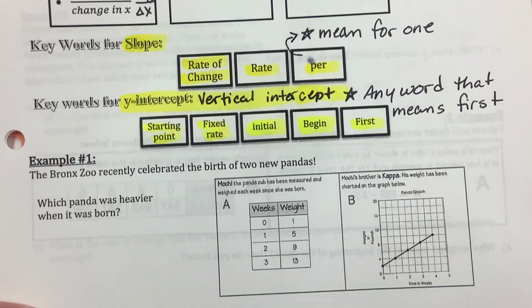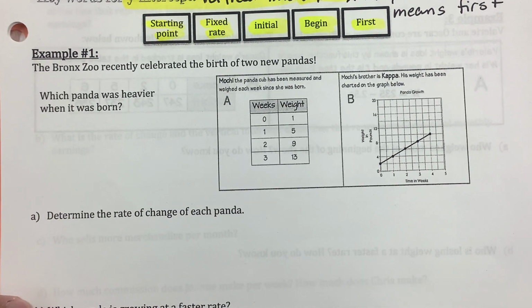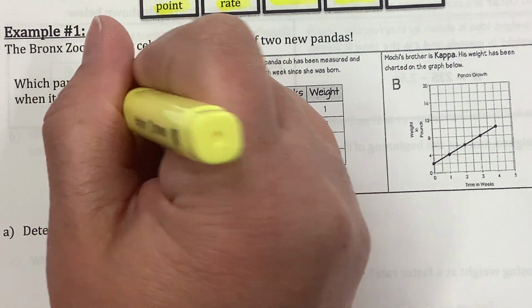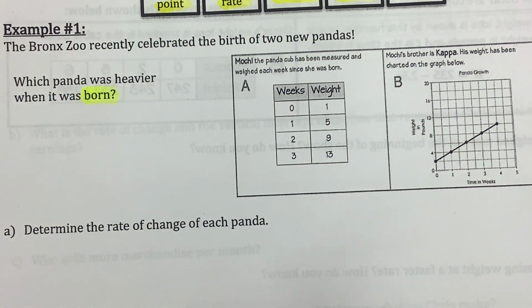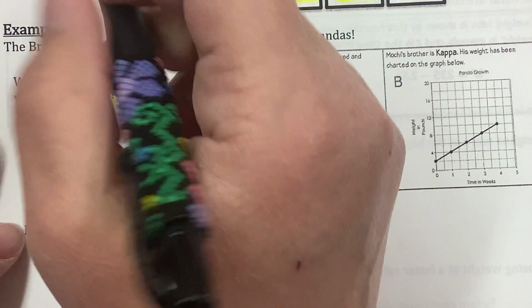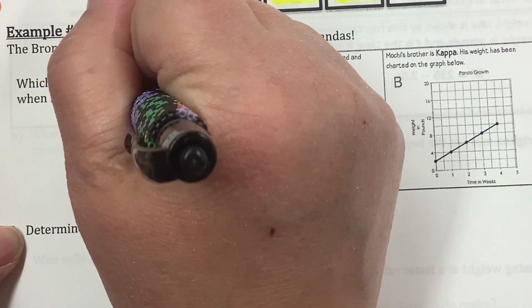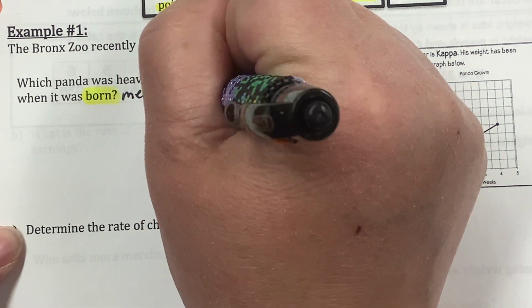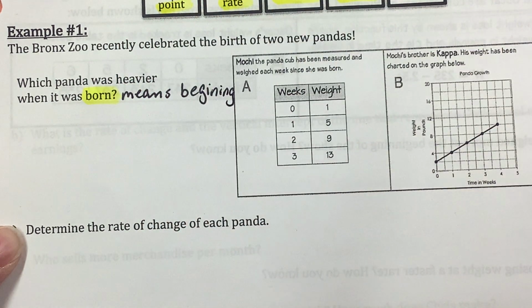So down here, let's do a practice problem. Let me make it a tiny bit bigger because it happens to be hard for me to read this one. The Bronx Zoo recently celebrated the birth of 2 new pandas. Huh, that's good. Which panda was heaviest when it was born? That's another word that means the first. Born means beginning. In the beginning, a panda was born.